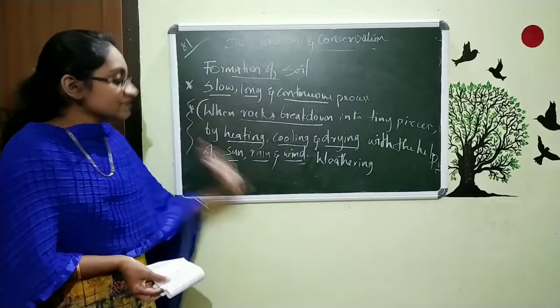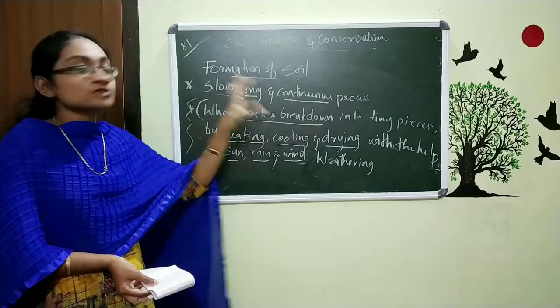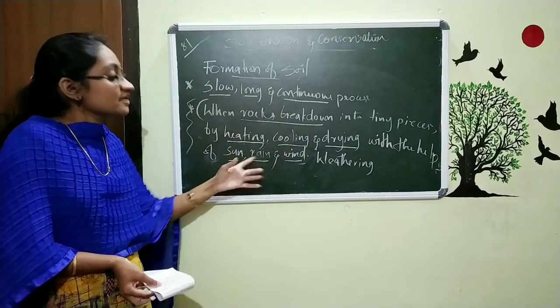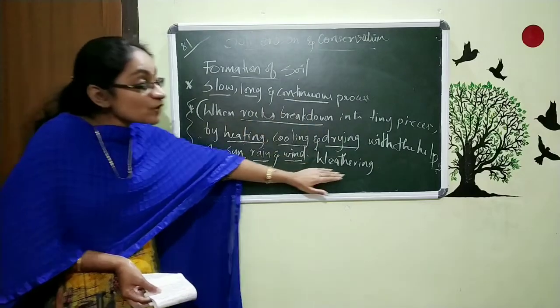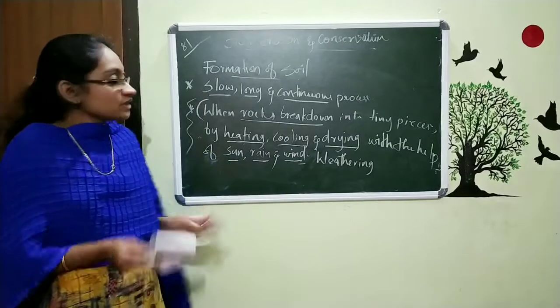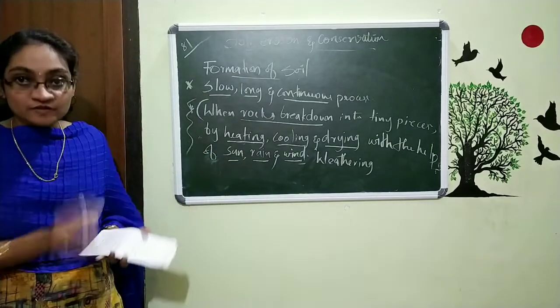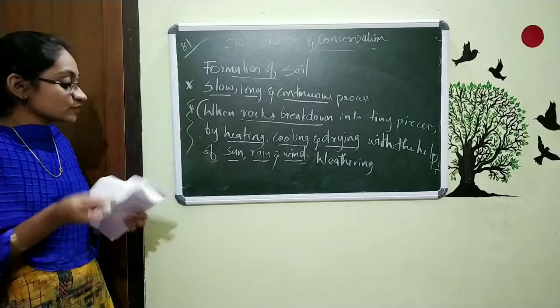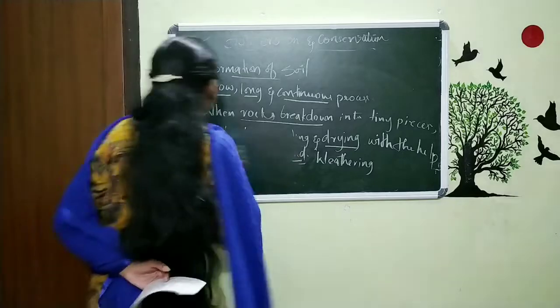Weathering. So the thing is this: the process of conversion of the rock into soil with the help of the sun, rain and wind by heating, cooling and drying. The name of that process is what? Weathering. So I hope it's clear for you. This is very important, the formation of soil. Now we are going to explain how this process happens with the help of a diagram.